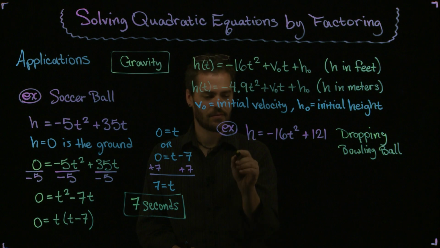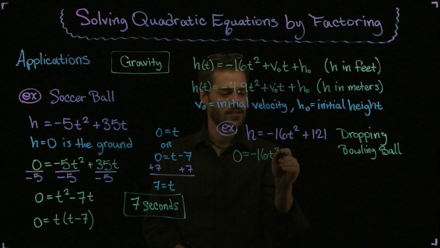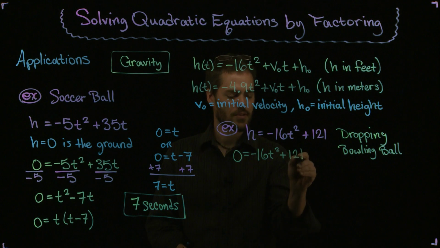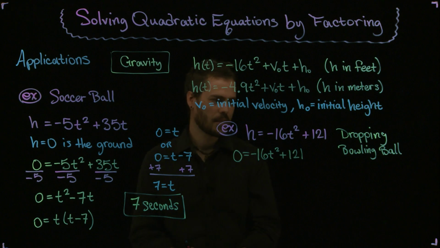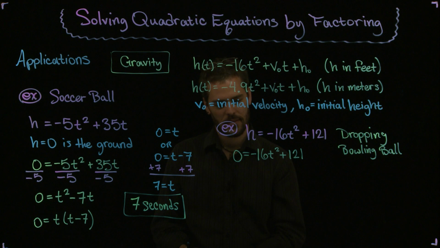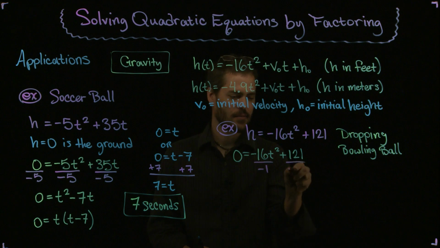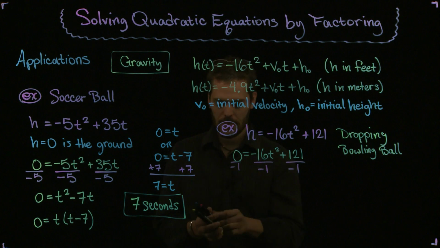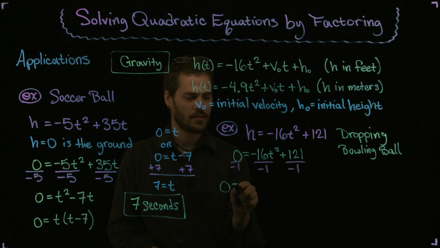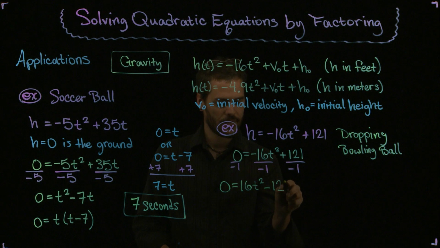When will it hit the ground? The ground is 0 for h, so I'm going to say 0 is equal to negative 16 t squared plus 121. And I'm going to ask myself if there is any way I can factor something. I could divide by negative 1 just to make this positive in the front here. And that would give me 0 is equal to 16 t squared minus 121.